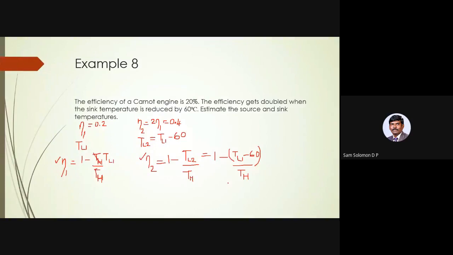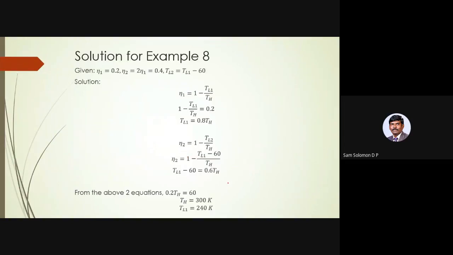Now if you have these two formulas, you will have two algebraic equations. 1 minus TL1 by TH is 0.2. So TL1 is equal to 0.8 TH. This is equation number 1. And this gives you the second equation. TL1 minus 60 is equal to 0.6 TH. You can substitute 1 in 2 so that you get the entire equation in TH, and on solving the equations, you will get TH as 300 Kelvin and TL1 as 240 Kelvin.